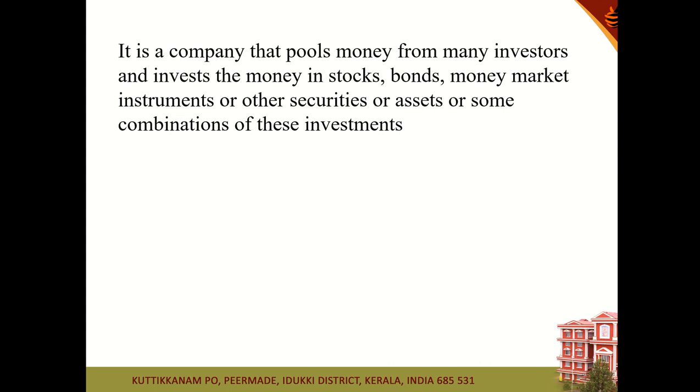So as I told you, it pulls money from many investors and the money is in the hand of mutual fund companies or institutions. So what do they do with this money? They utilize this money to invest in different avenues like shares, bonds, money market instruments, or any other securities or assets, or it may be a combination of all these investments. Do you know what is the reason behind investing in a combination of investments or in different investment avenues? It is to reduce the risk of the investors.